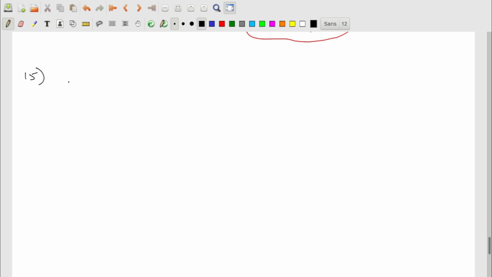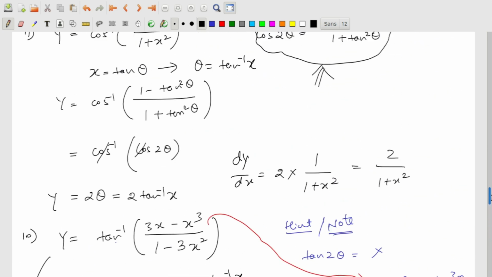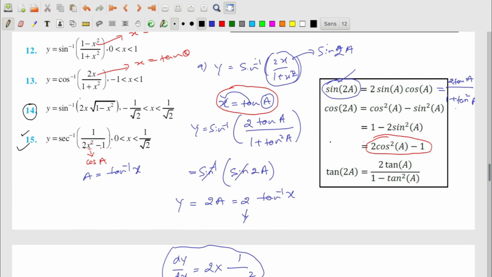Question number 15. If you take y is equal to secant inverse 1 divided by 2x square minus 1. Okay, 1 divided by 2x square minus 1. So what substitution will you make here, right? If you just go through these double angle formulas, similar expression, you just have to find a similar expression, the rest is simple.